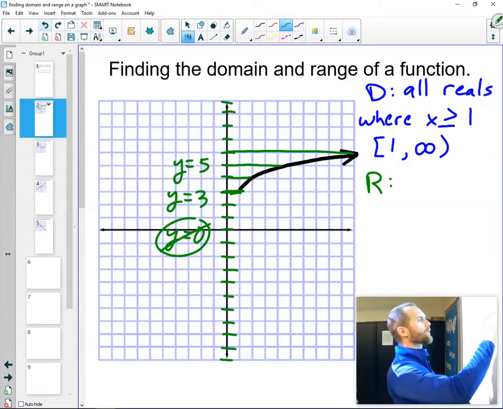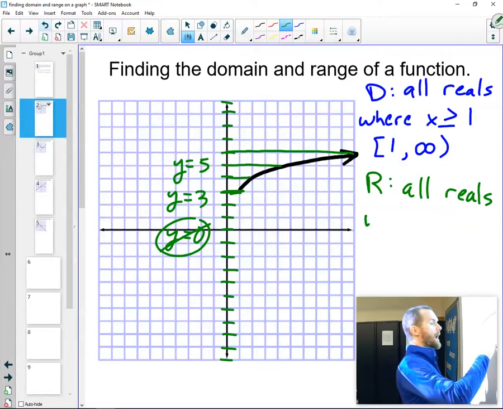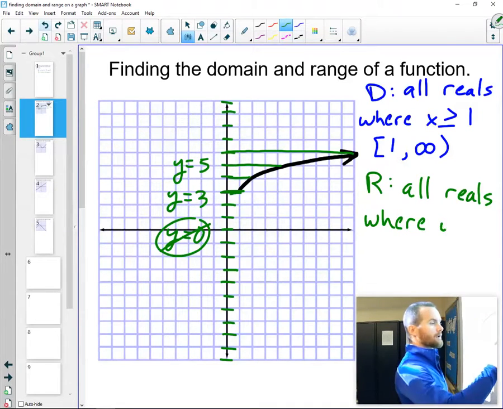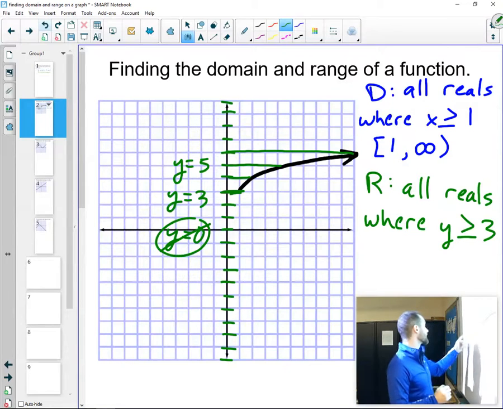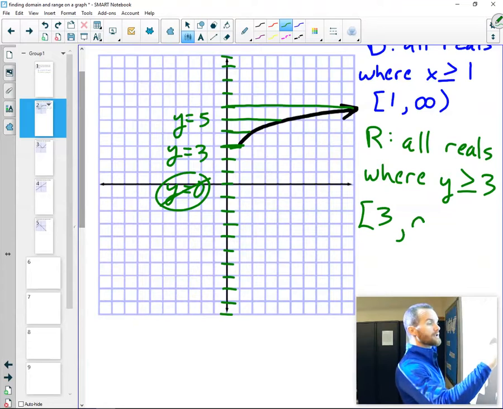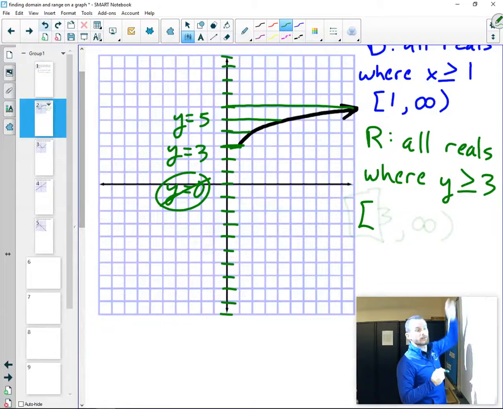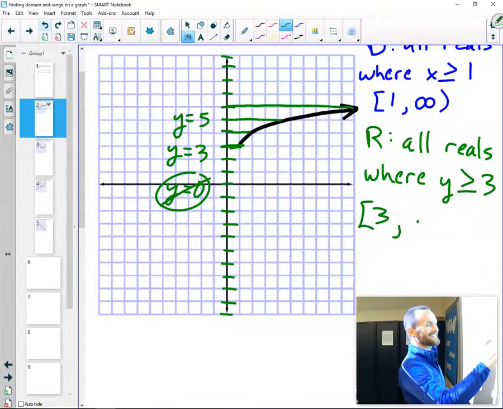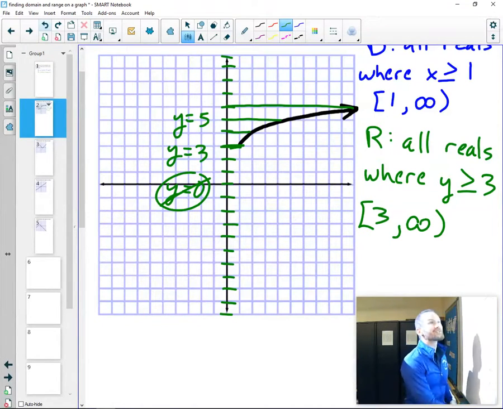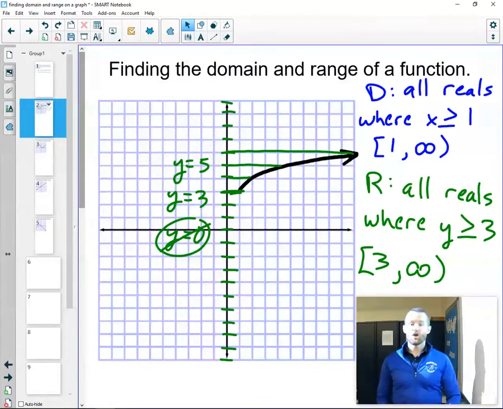All right, anyway, so the range would be all real numbers, where y is greater than or equal to 3. Greater than or equal to 3. If we wanted to write this in set notation, it would be from 3 to infinity, and the 3 is included. That's why there's a bracket there. And of course, it undoes everything. Oh well. So our domain was all real numbers where x is greater than or equal to 1. The range was all real numbers where y is greater than or equal to 3.